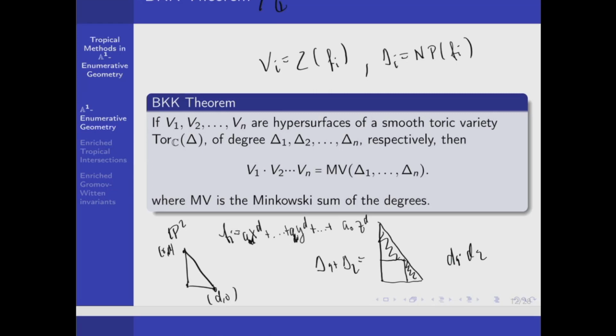Okay, but in general, it's this mixed volume. In higher dimension, the definition is a little bit more complicated, but that is what it is for a toric surface. So this is also a classical theorem from the 80s, late 80s.